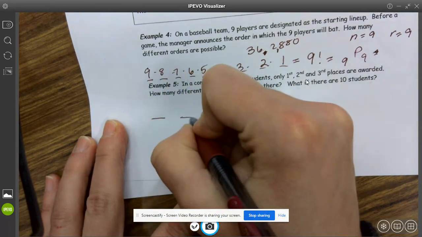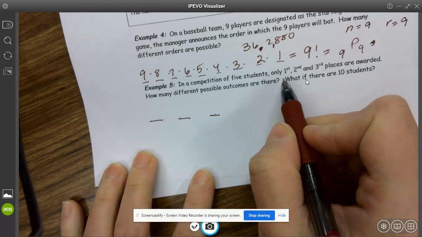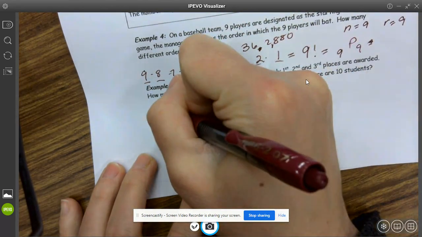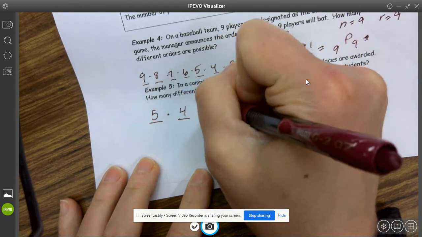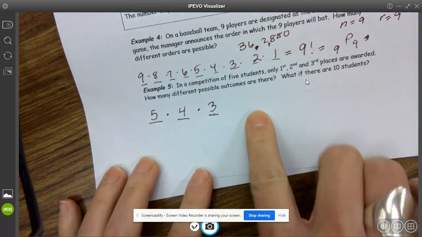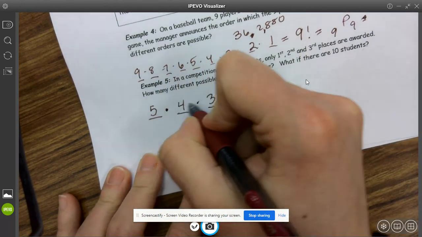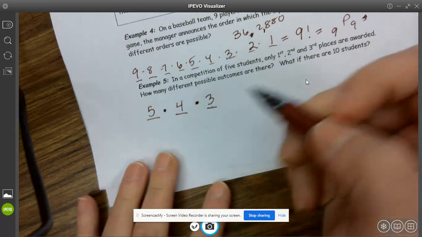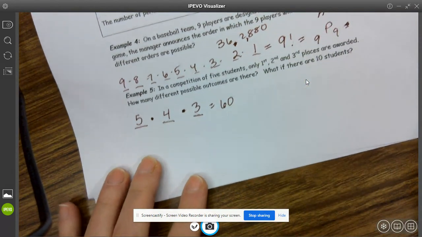Example 5, in a competition of 5 students, first, second, and third place are awarded. So there's first place, second place, and third place. How many different possible outcomes are there? Well, I have 5 students that could go for first place, so that's how many options I have for first. That means there's 4 left for second place and 3 left for third place. I didn't use all the numbers. That's okay. This is using logic. If I have 5 ways and 4 ways and then 3 ways, the fundamental counting principle lets me multiply those ways together. I'm going to get 20 times 3, which is 60 ways.